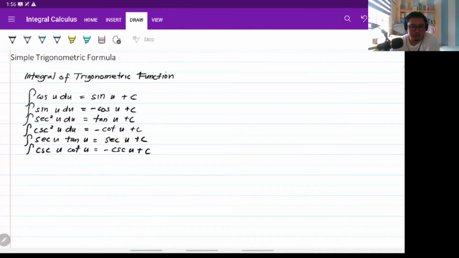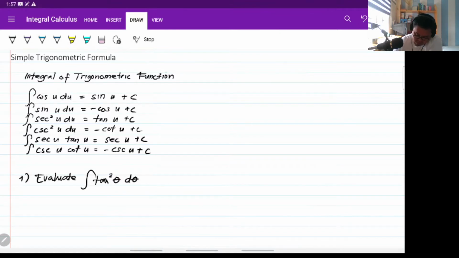Okay, so we are about to integrate some trigonometric functions, no? Okay, let's try with example number 1. Evaluate the integral of tangent squared theta d theta.